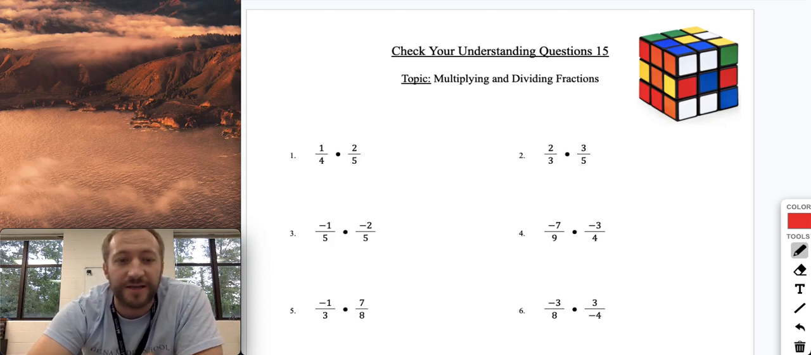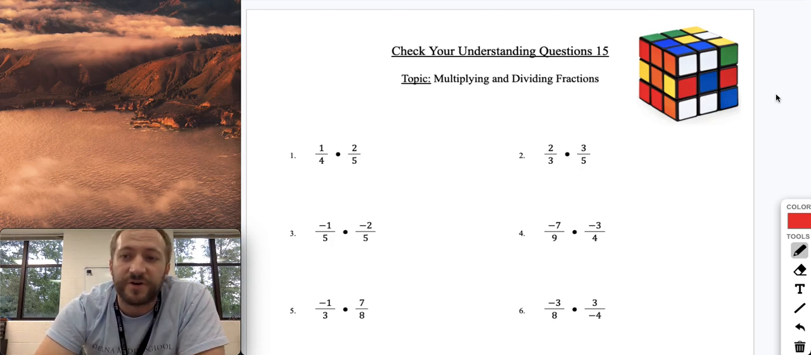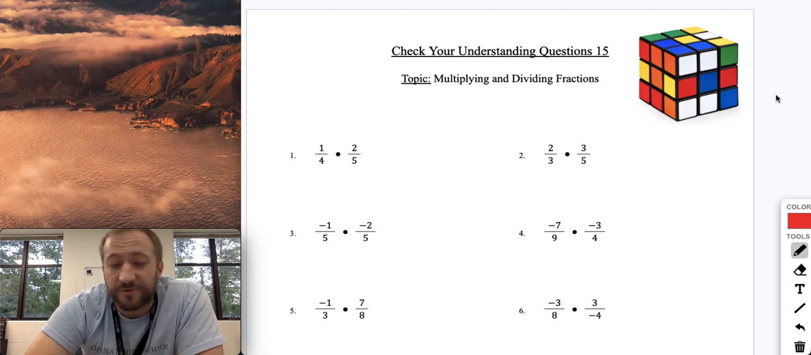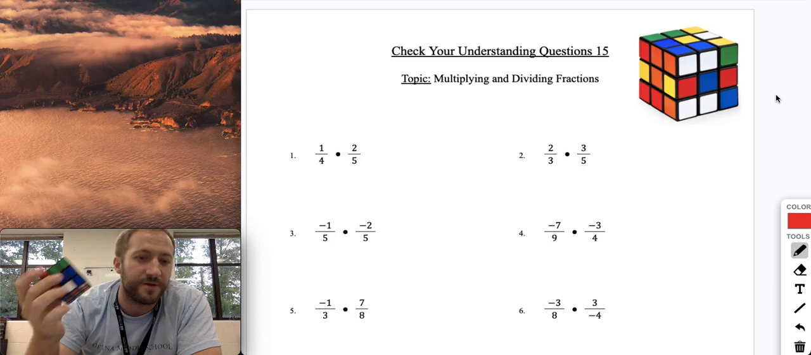Before we do that though, fact number 15 about me. I got this Rubik's Cube over here in the corner. I like Rubik's Cubes. I think they're really fun. They kind of keep your mind busy, they keep your hands busy. I wish I had one to show you. Oh wait, I do.